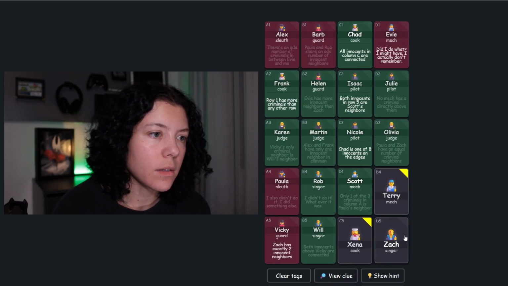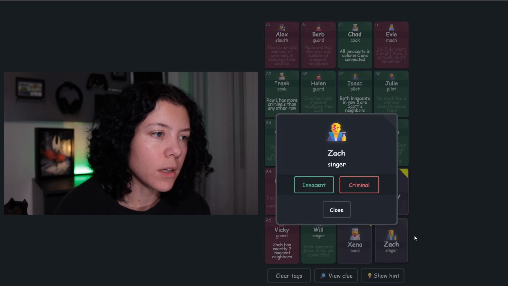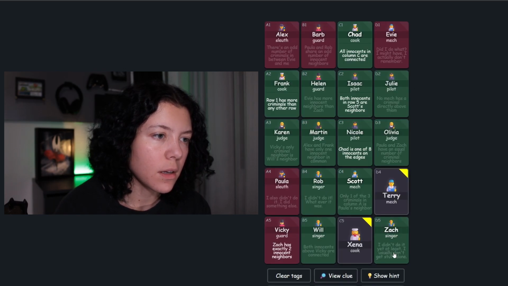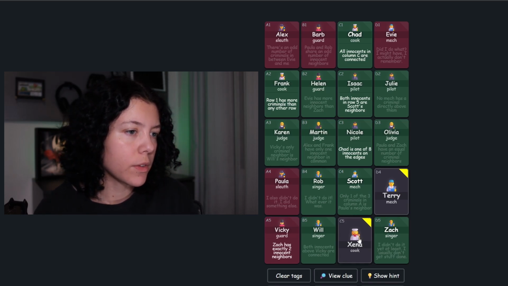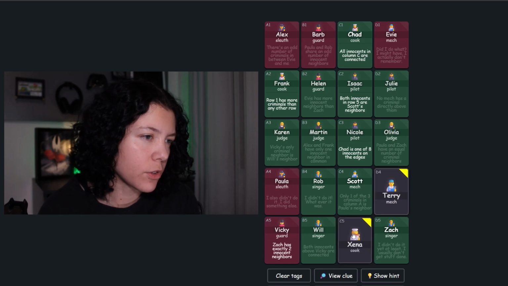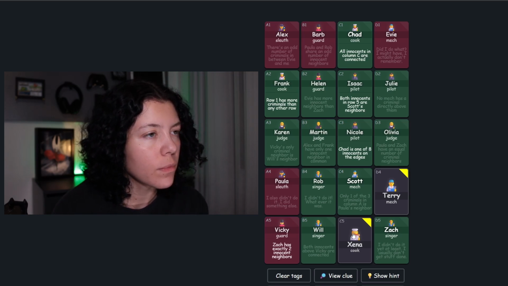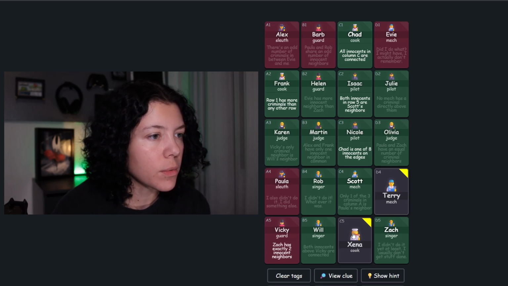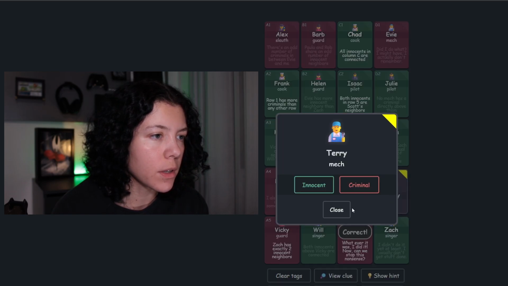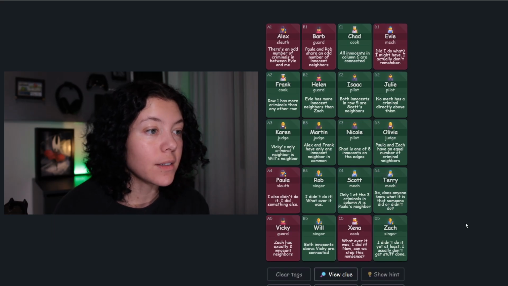And now Zach has to be an innocent. And what's telling us the difference between these two? Both innocents in row 5 are Scott's neighbors. Oh, so there's only 2 innocents in row 5. Zena has to be a criminal and Terry has to be an innocent. We are done. That was nice.